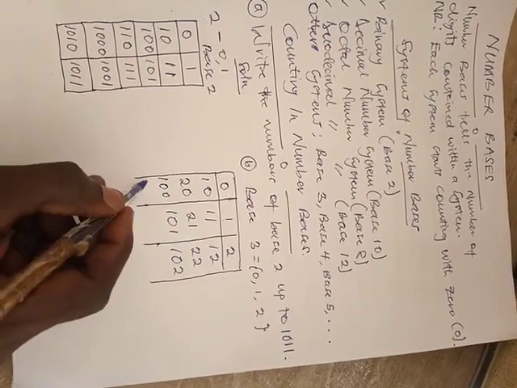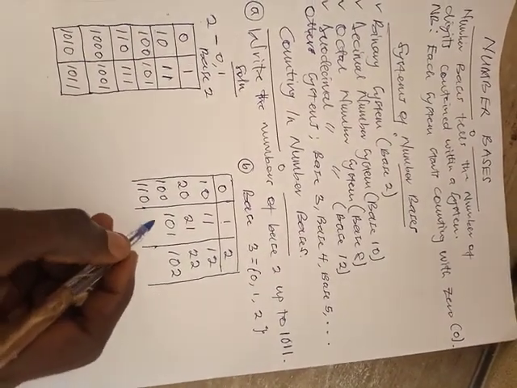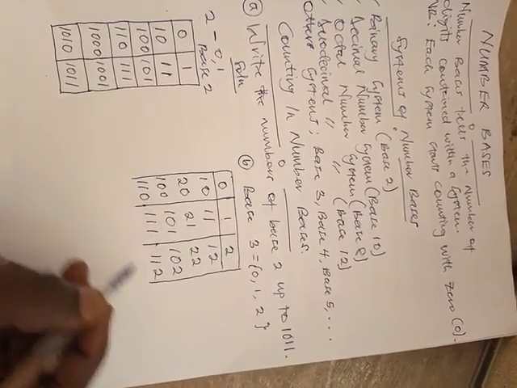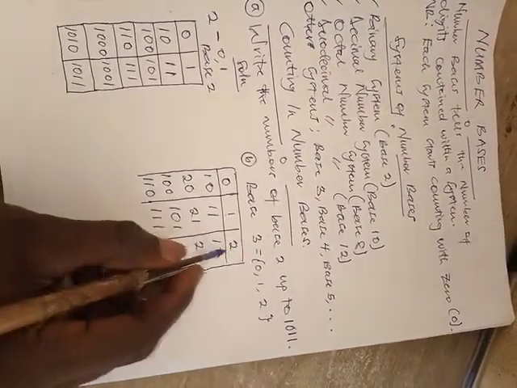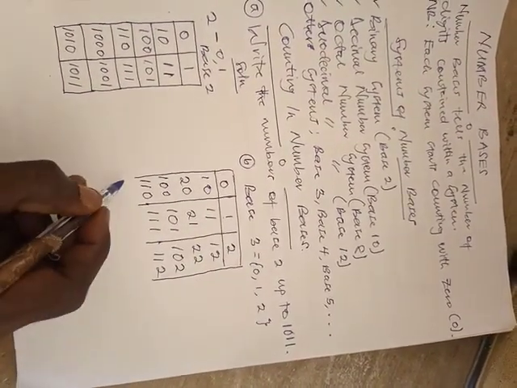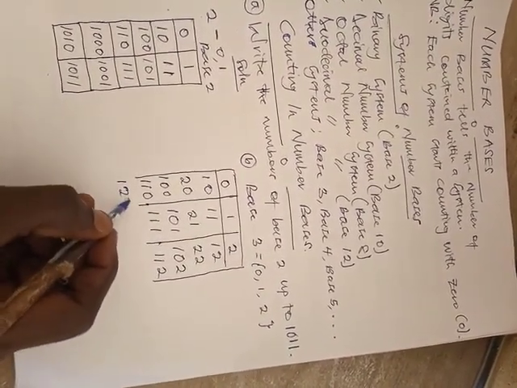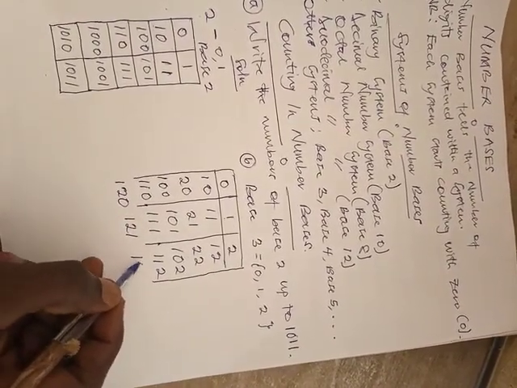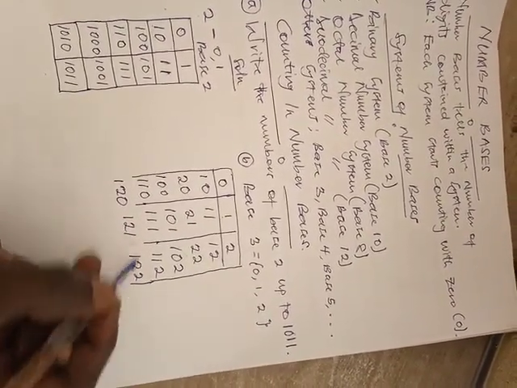Then you go for 11. 11 precedes 0, 11 precedes 1, and 11 precedes 2. So the same trend will continue for 12. So 12 precedes 0, 12 precedes 1, and 12 precedes 2 in that order.